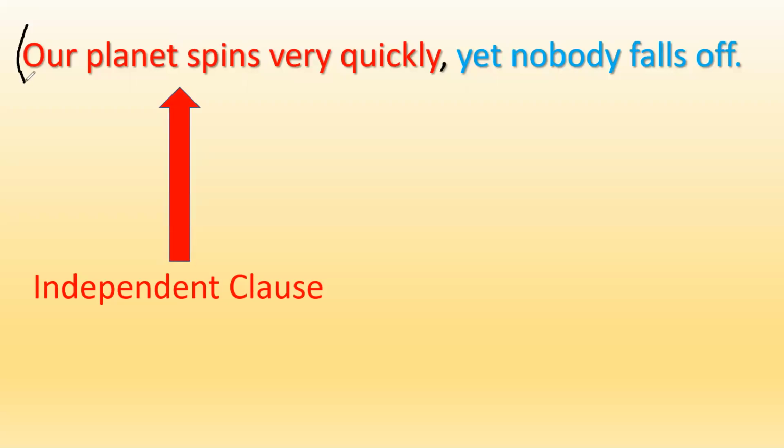And we know it's an independent clause because if we just read that part, it satisfies the criteria for an independent clause. It has a subject, which is the planet, and the verb, which is to spin. Our planet spins very quickly. It's got a subject, it's got a verb, and it makes sense all by itself. If we got rid of the blue part, it would simply read, our planet spins very quickly. So we know that that is an independent clause.